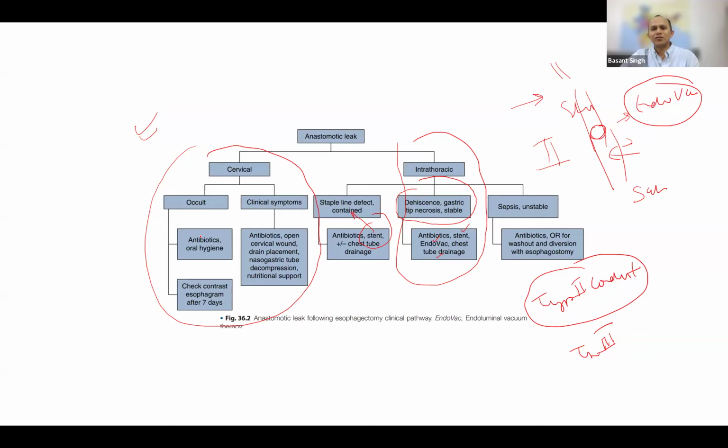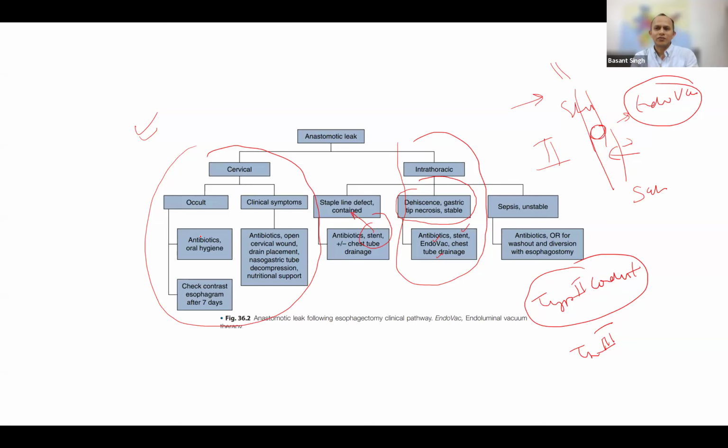If you see the definition also, the Esophageal Society definition, there's a type 2 conduit necrosis where you have some amount of conduit that is necrotic, some amount of conduit that is healthy. So these are the patients where you can actually salvage that conduit with the use of stent, the use of endovac, just conservative management. Type 3 is if the whole conduit is necrotic.